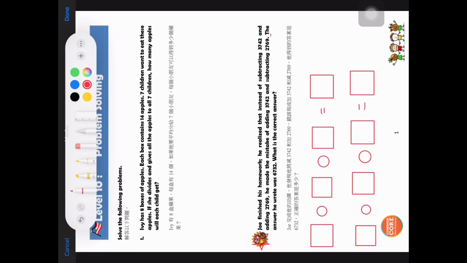Let's start with the OWL question on page 1. Joe finished his homework. He realized that instead of subtracting 3,742 and adding 2,769, he made the mistake of adding 3,742 and subtracting 2,769. The answer he wrote is 6,732. What is the correct answer?